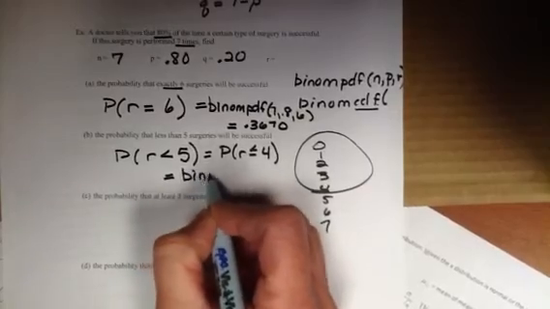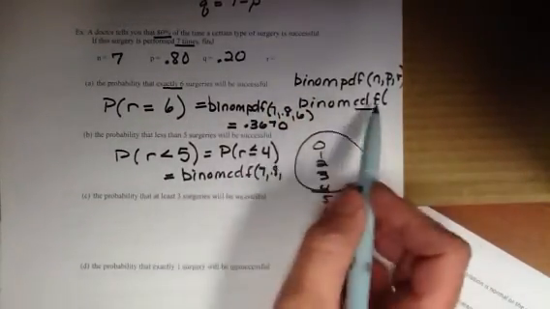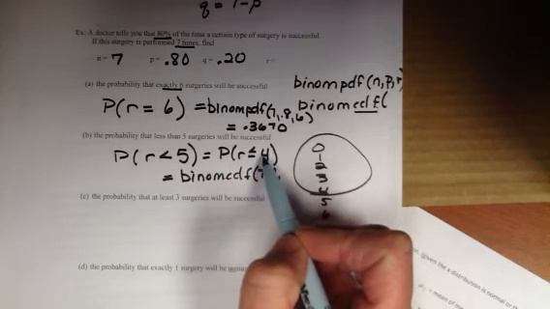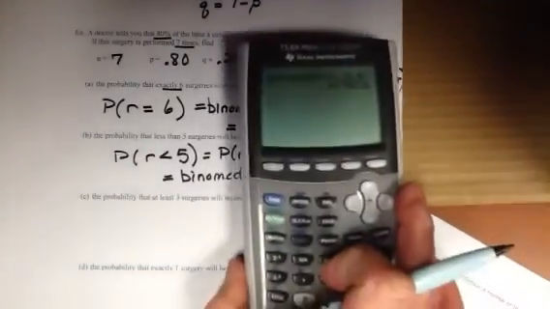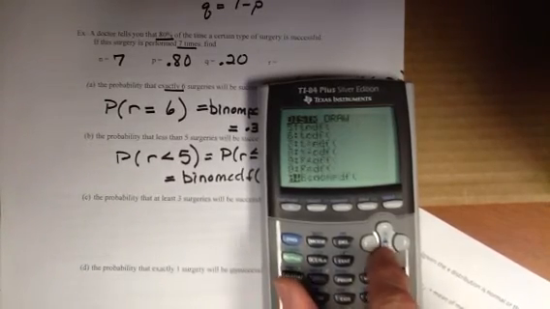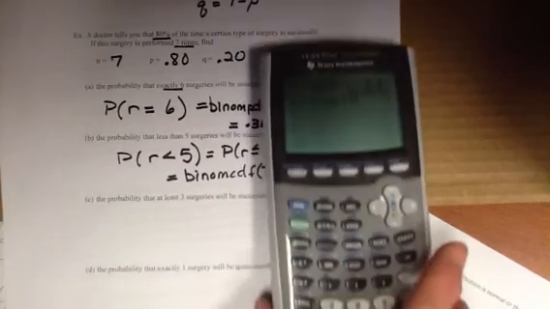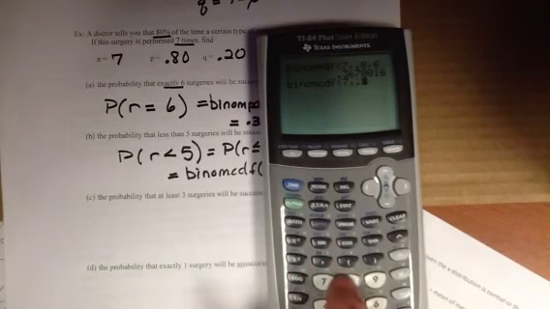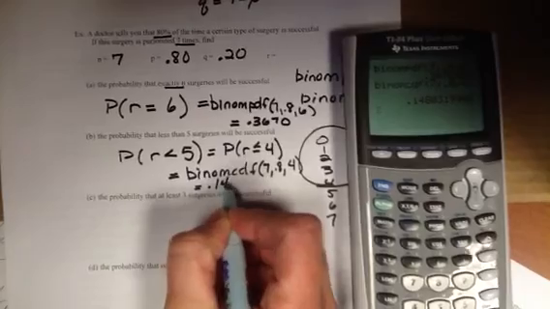So I can say binom CDF, N is 7, probability of success is 0.8. Now my R for CDF, it's always what it's less than or equal to. So my R isn't 5, in this case it's 4. So I do second distribution, go all the way down to binom CDF, remember because I want 0, 1, 2, 3, and 4. I do 7, comma, 0.8, comma, 4. And I get 0.1480.